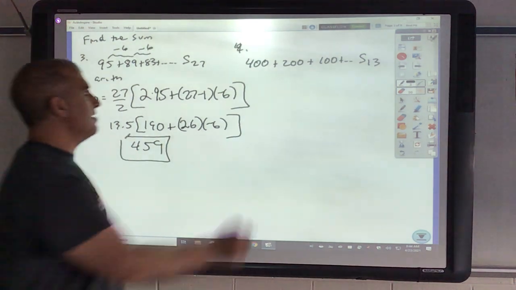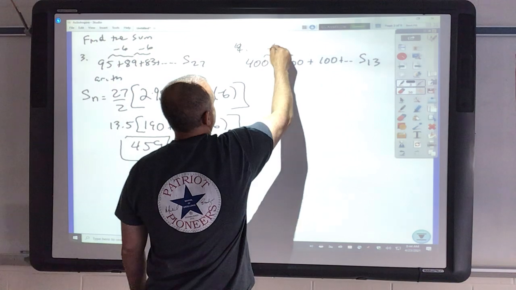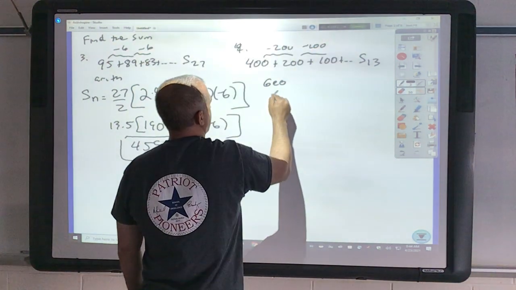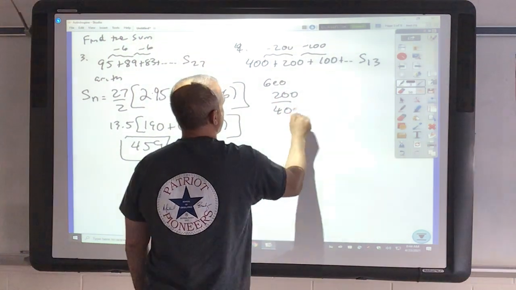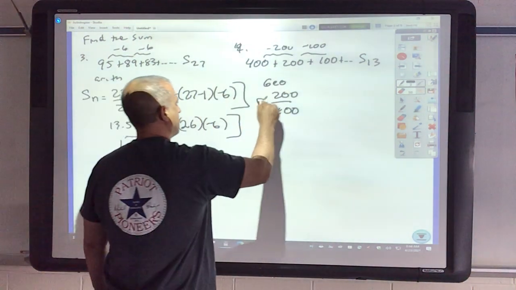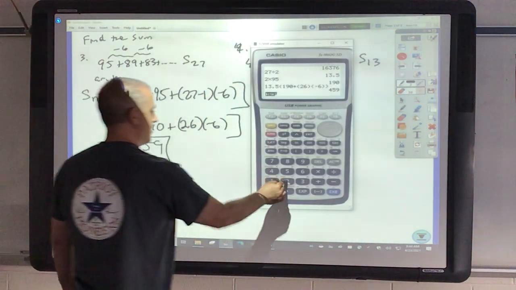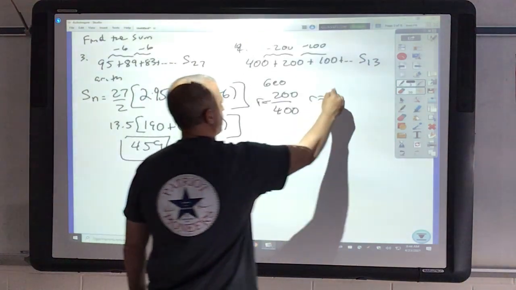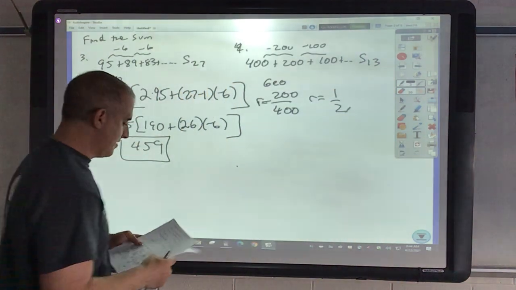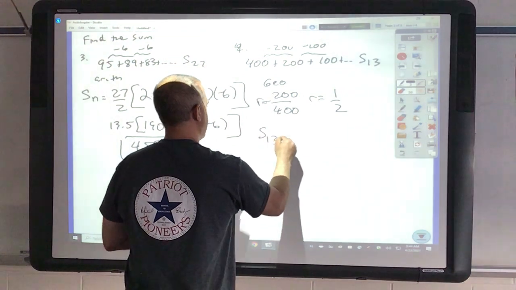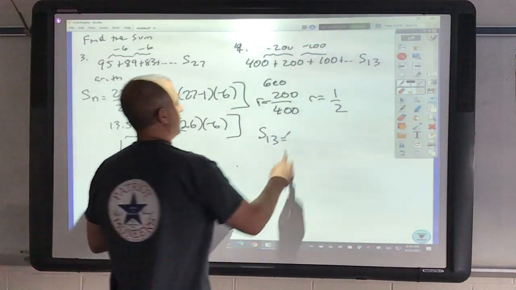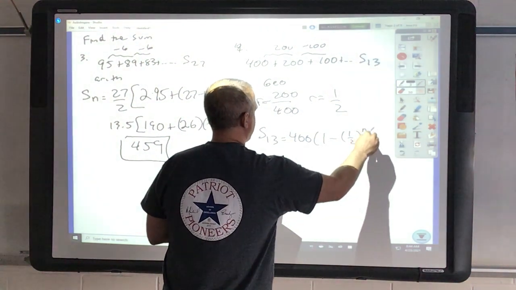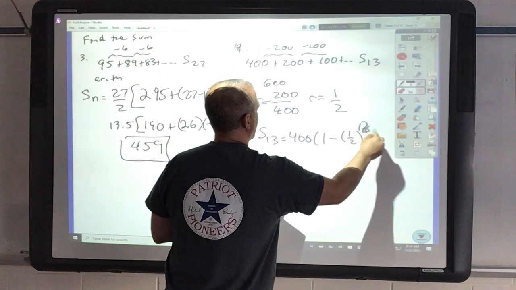This one, the difference would be minus 200, this is minus 100. So obviously this is going to be geo. I'm going to do 200 divided by 400 to get my r. 200 over 400 is a half. So my formula, I'm doing S13. So I got 400 times 1 minus a half to the 13th power.